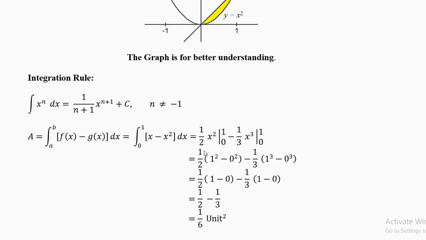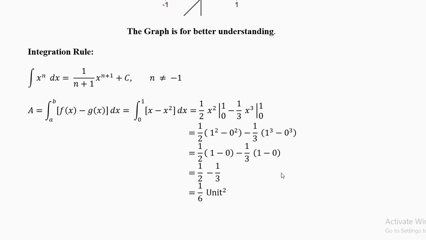Now do it one at a time. Half into 1 square minus 0 square is half into 1 minus 0, which is half. In the second one, minus 1 by 3, 1 cube minus 0 cube, it is 1 minus 0, you'll get minus 1 by 3. Half minus 1 by 3, use your fractions, you'll get 1 by 6 unit square.